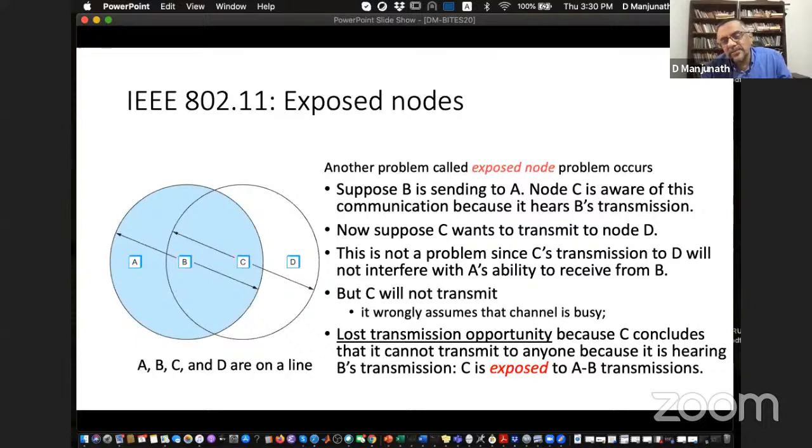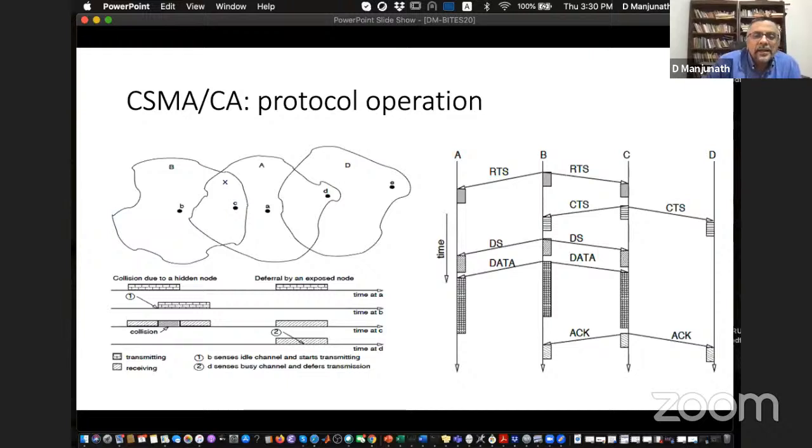In the previous case, the hidden node sort of messes up an ongoing transmission because it could not hear it. In this case, a signal that it need not have heard is preventing it from transmitting to another node. So this is what is called the exposed node problem. Now, to prevent this, what CSMA/CD does is that it follows a 4-step protocol, or a 5-step protocol.